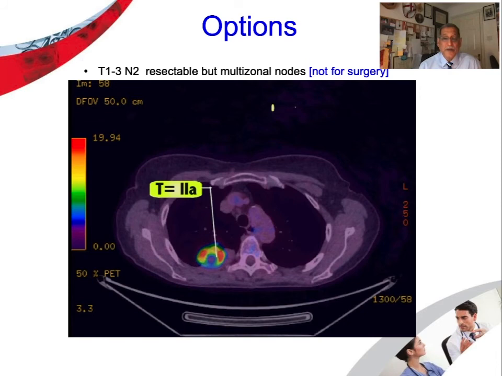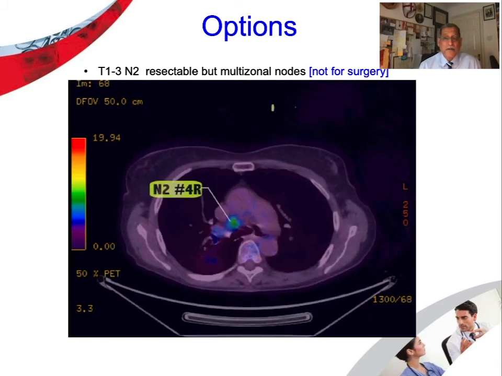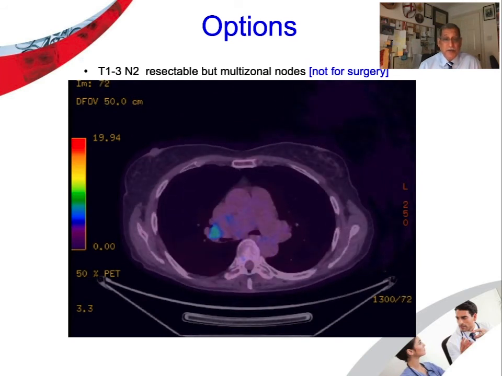There are 2 nodes with FDG uptake, station 4R, precarinal, which is N2 disease, and station 10 hilar, which is N1 disease. This is not multizonal, as the description applies only to N2 nodes, and the N1 can be ignored as long as it is technically resectable. This single nodal N2 disease could be offered surgery upfront followed by adjuvant chemotherapy.